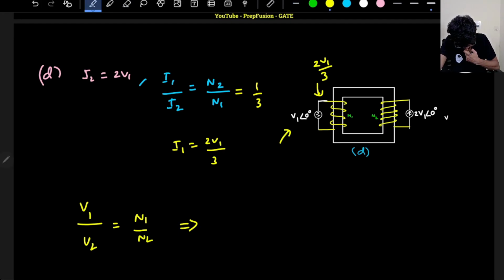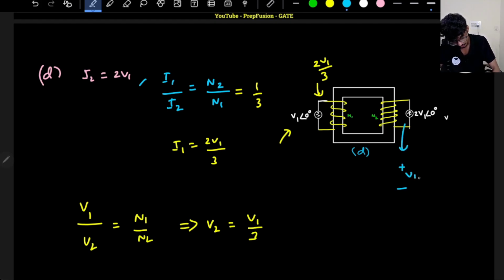V2 by V1, right? V2 by V1, N1 by N2. So yeah, N2 by N1. So my V2 will be N2 by N1, that is V1 by 3. Now will this current source actually allow a voltage of V1 by 3 across it? Of course, it is an ideal current source. It can allow any amount of voltage. So no problem. No condition is getting violated.